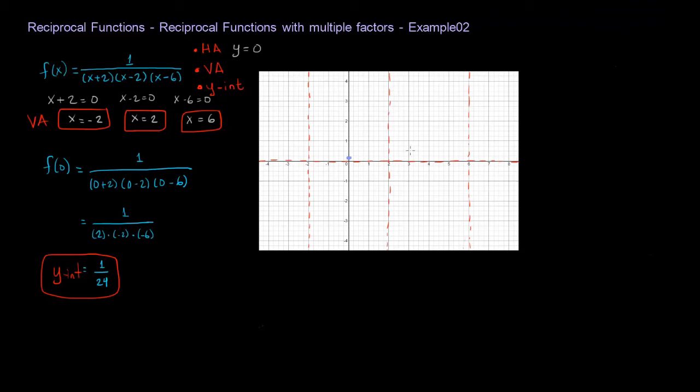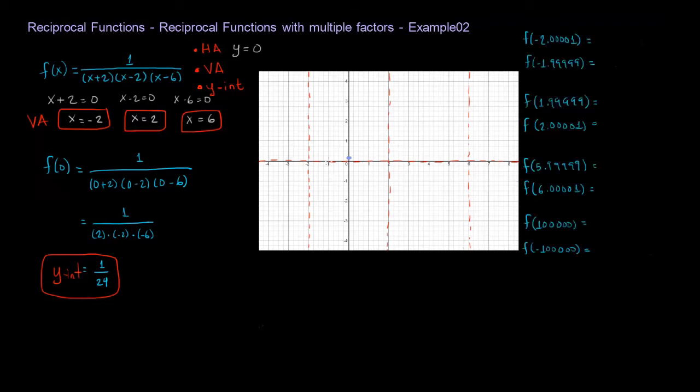Now we have to proceed. I'm going to repeat pretty much the same process from the previous example. I'm going to pick a couple of values for each of the asymptotes. Here at negative 2, I'm picking a couple of values: one slightly bigger, one slightly smaller. For the 2, I'm doing the same thing, and with the 6 as well. And now at the end, I'm adding these other two: a super big positive number, and a super big negative number.